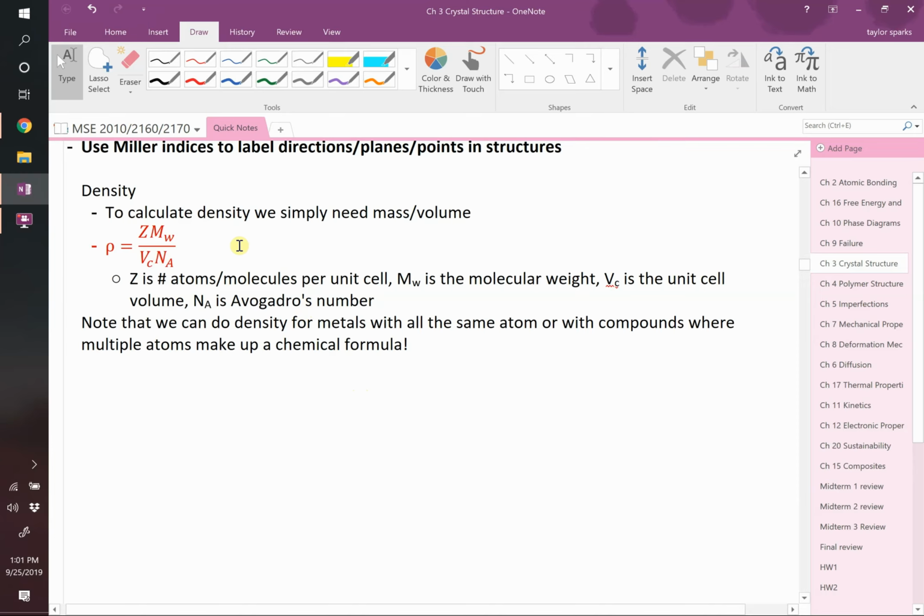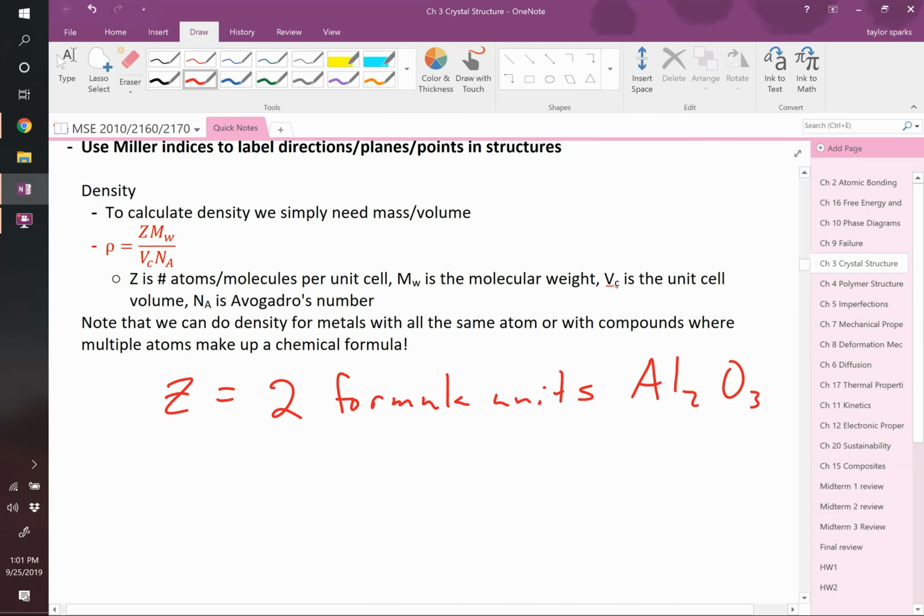So the way that we do this that's sort of the most convenient way to do it, is we say that rho, the density, is equal to Z, where Z is the number of atoms or molecules per unit cell, times M sub W, that's our molecular weight. That's on either an atom basis or on a molecule basis, right? So you could do this two ways. You could say that there are two formula units, right? Z could be written as formula units of something like Al2O3. And if you did that, then your molecular weight needs to be the entire formula of alumina, right?